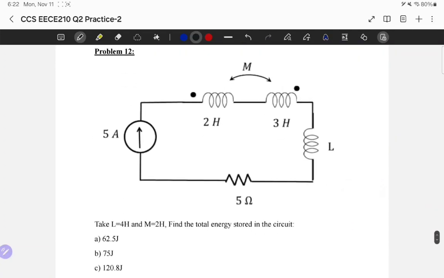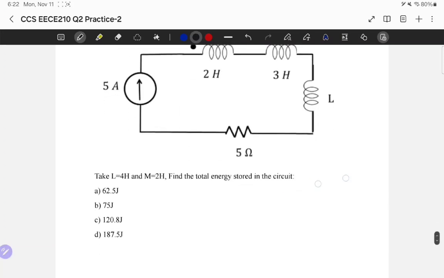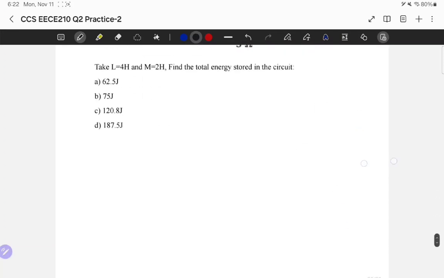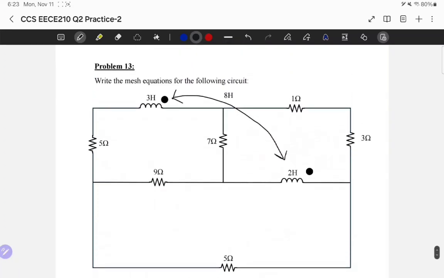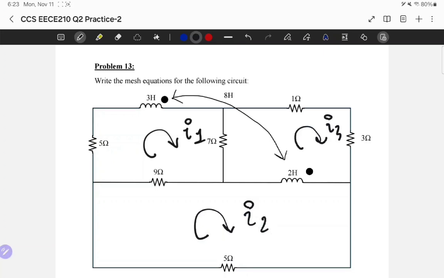Okay, mutual inductance. Before I go into this problem, it's deviously simple-looking, but it really isn't. There's a trick. Before I get into this problem, I really want to jump to another problem which explains mutual inductance really better. It makes you grasp the idea. So in problem 13, they're asking you to write the mesh equations for the following circuit. If I'm going to do mesh currents, I'm going to call this I1, this I2, and this I3, and do mesh equations.